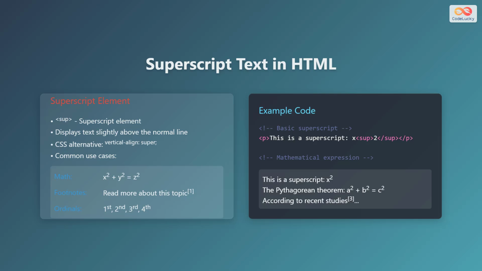To make the number 2 a superscript in an equation, enclose the number 2 with an opening and closing sup tags. When writing the Pythagorean theorem, enclose each of the exponents with an opening and closing sup tags. To add a footnote reference, enclose the bracketed number with an opening and closing sup tags.